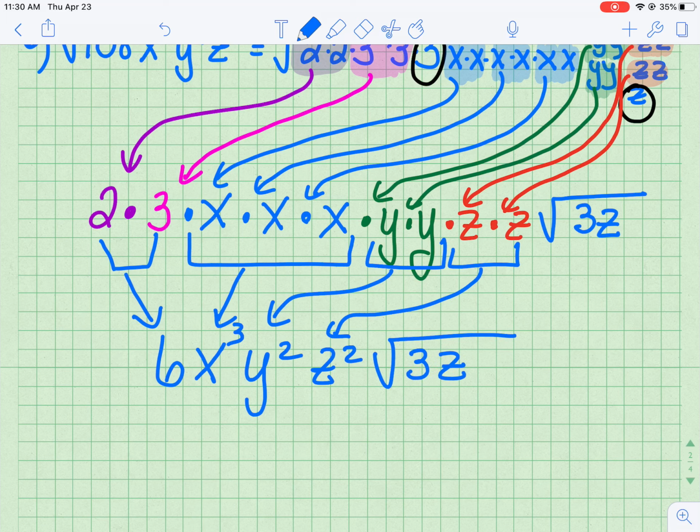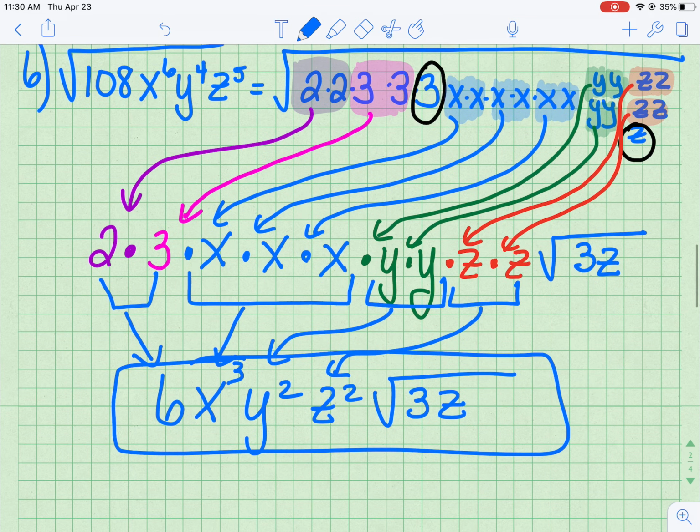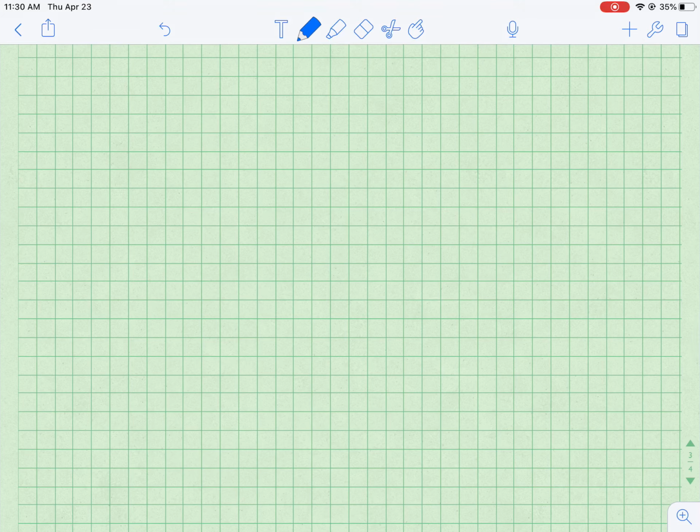So not overly difficult, but there are a lot of places where you could lose numbers and lose letters. So you have to be really careful and come up with a pattern that works for you. Maybe the arrows are too much for you. Maybe you're going to highlight. It's kind of up to you what works for you. Okay, so that's number 6. Let's move on to number 7.